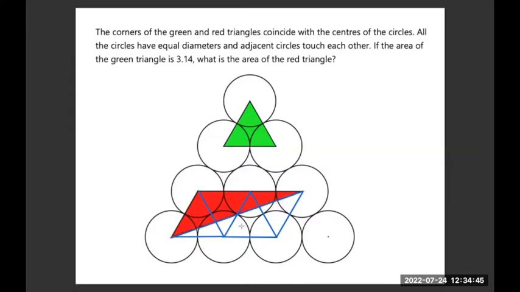Half of that parallelogram is equal to the area of the red colored portion. Now, the whole parallelogram is made up of 4 triangles, which means the red colored part will be made up of 2 triangles. So all I have to do is 3.14 into 2, which is 6.28.